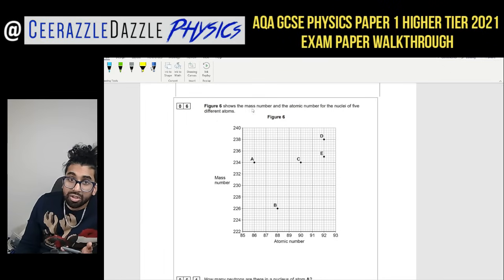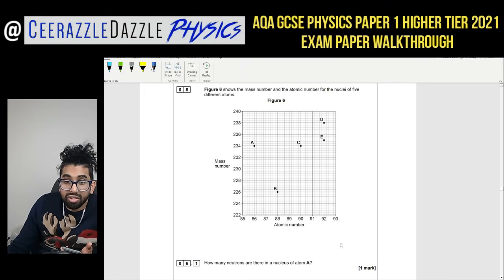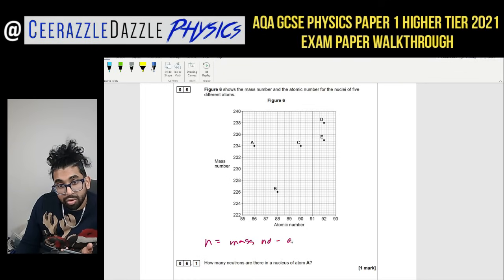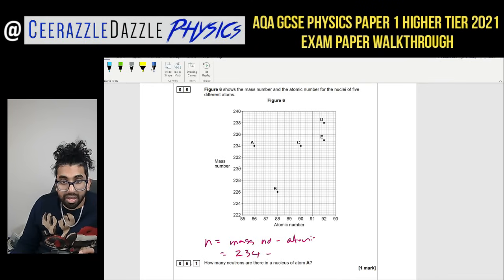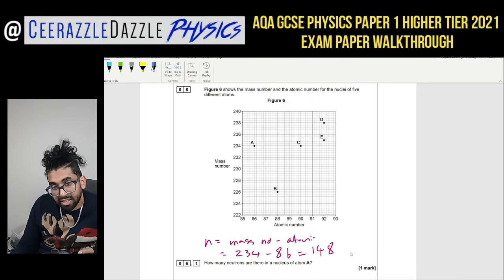Right, figure 6 shows the mass number and atomic number for the nuclei of 5 different atoms, A, B, C, D, E. How many neutrons are there in the nucleus of A? To work out the number of neutrons, you simply take the mass number and subtract the atomic number. For A, it's going to be 234 minus the atomic number, 86. So therefore it's going to be 148. That's my answer here.